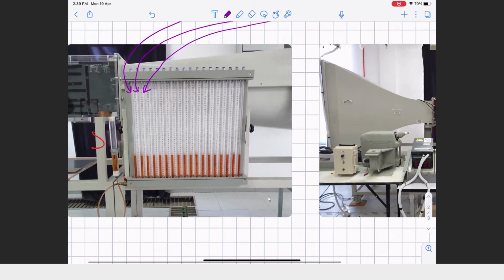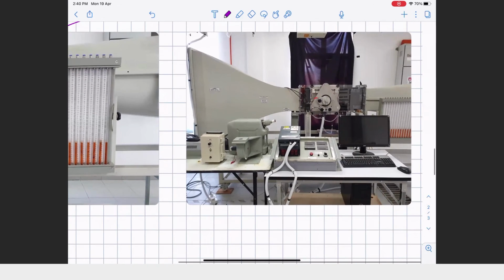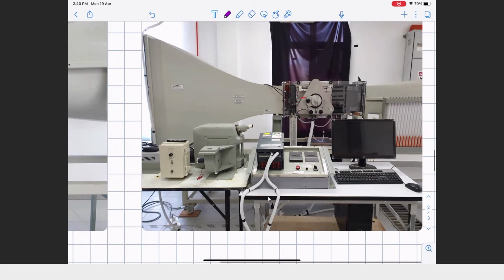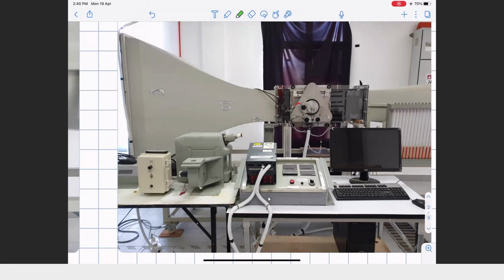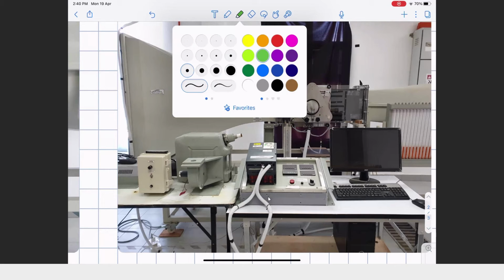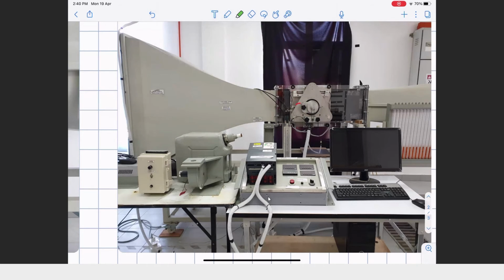And finally, I will show you just a general view of our wind tunnel. Okay, so this is what the wind tunnel looks like. So this is the wind tunnel, and the air comes from your left.